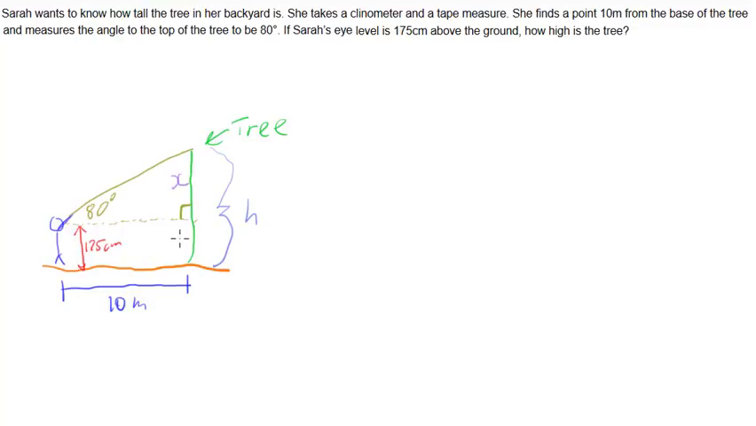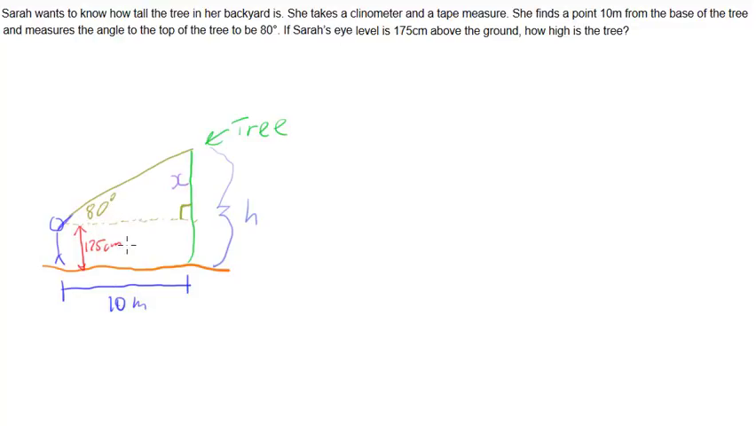So now I have to think about how I'm going to calculate this length. If we look at this, we have an angle, 80 degrees. We have this side here, which we know is 10 meters, because that's the distance from Sarah to the tree. And we're trying to find this length here. So we really have two sides involved in an angle, which says to me we need to use trigonometry.